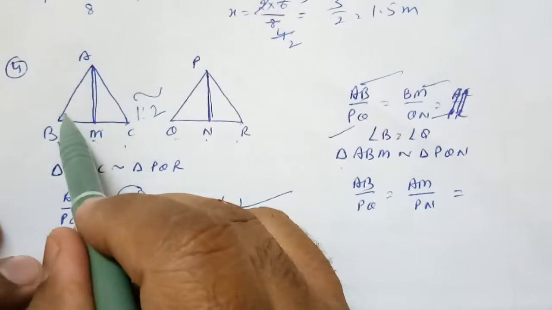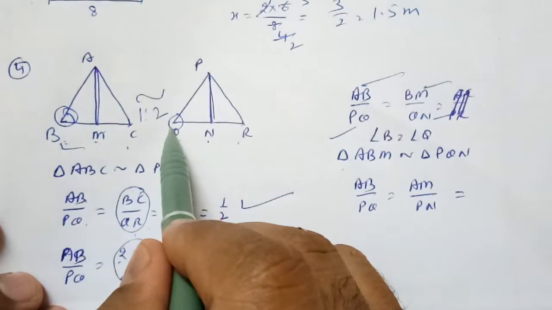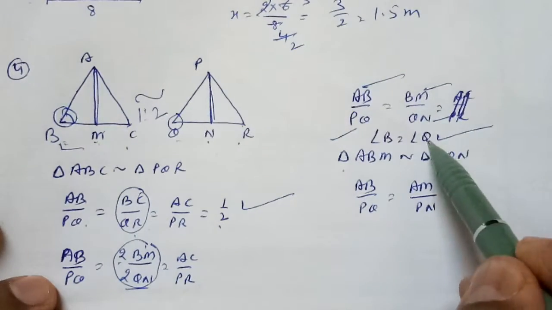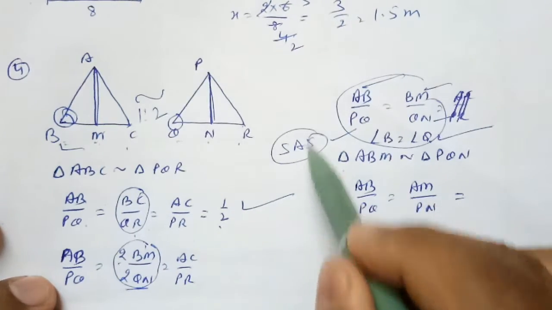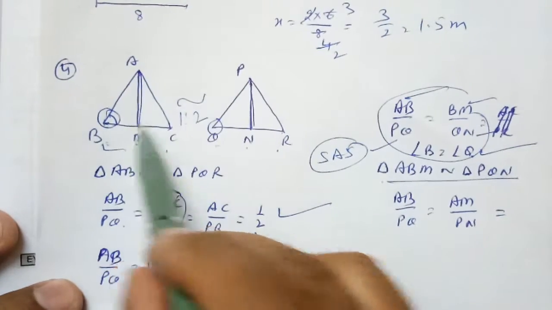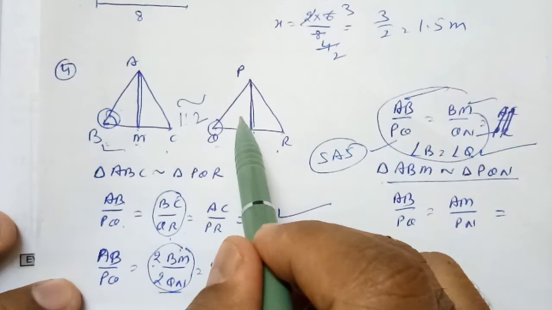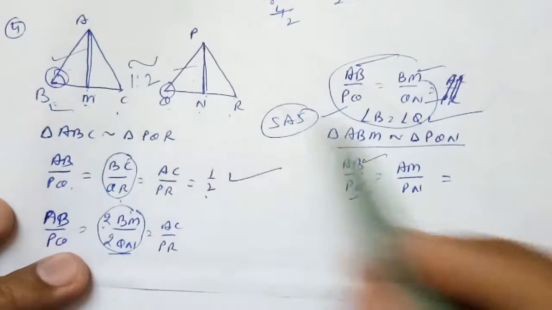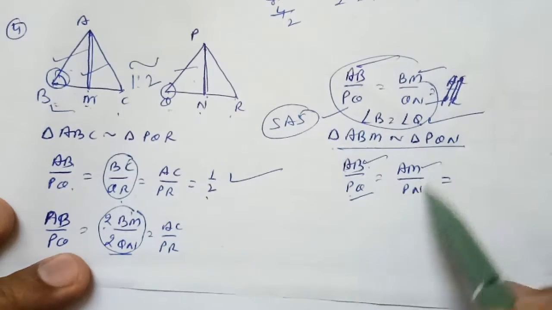One more thing is given: because the triangles are similar, angle B and angle Q are equal. Corresponding angles of similar triangles are also equal. So we can also use angle B equals angle Q. Now by the side-angle-side criterion, triangle ABM and triangle PQN are similar. So the ratio of corresponding sides will be equal: AB over PQ equals AM over PN.